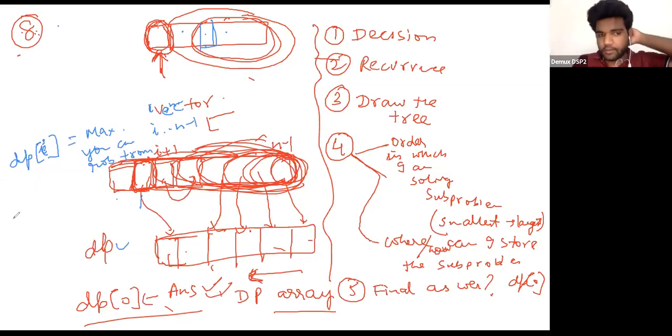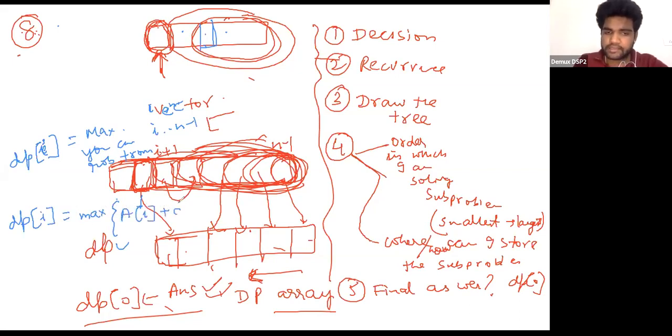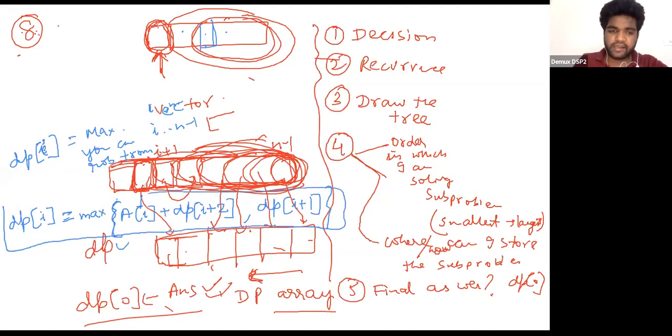So you compute DP of I. How do you compute DP of I? You use the recurrence. DP of I is the maximum of, you either include I or not include I. If you include I, it is A of I plus DP of I plus 2. And if you exclude it, you have DP of I plus 1. This is how you compute DP of I. Whatever I said in English, I have just written down mathematically.